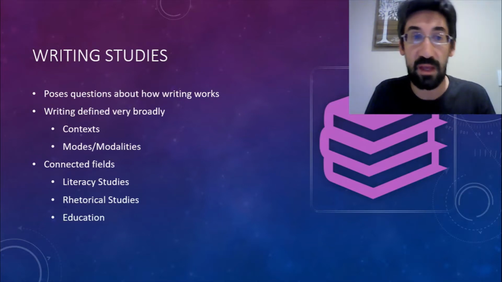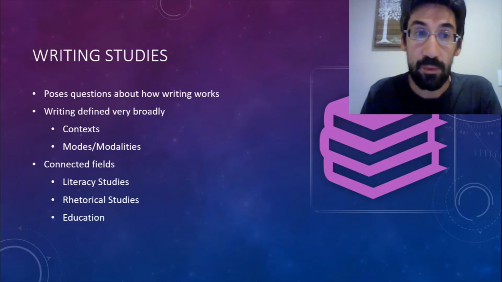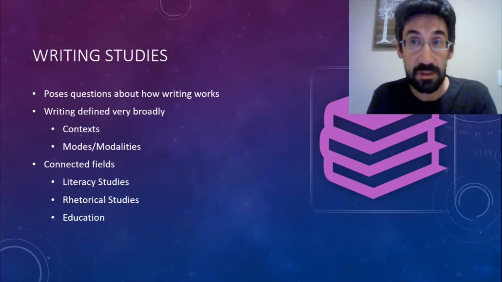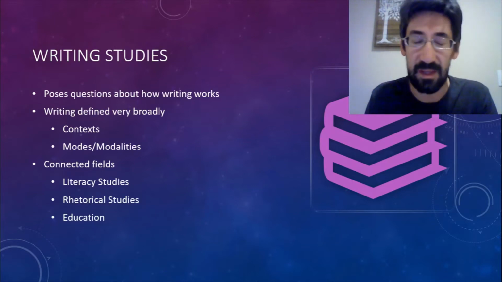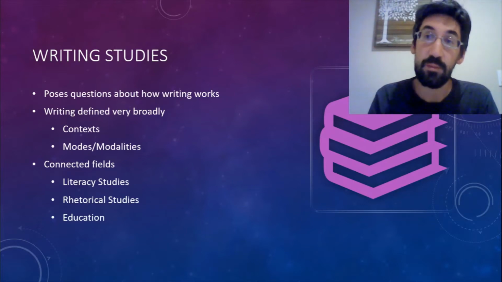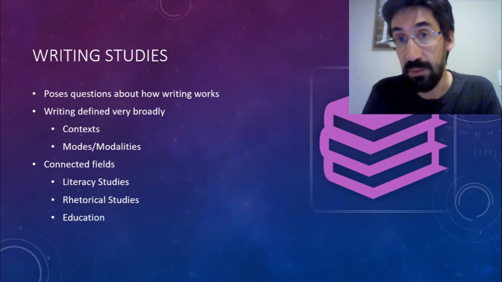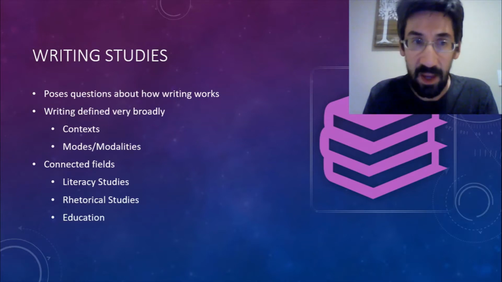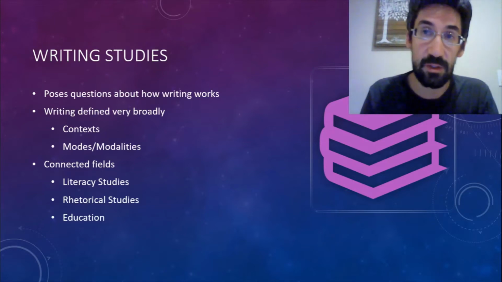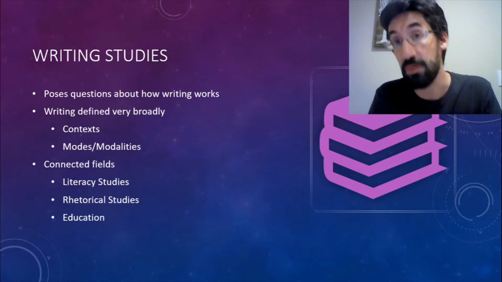And when we're thinking about writing, we can talk about that in a very broad way. So we can talk about the various contexts in which writing occurs. We'll get into more detail about that as we move along. We can also talk about the different modes and modalities that writing encompasses. So for example, I wrote this PowerPoint presentation, but we could also talk about the way that I'm developing this as a video as a form of composing, right?